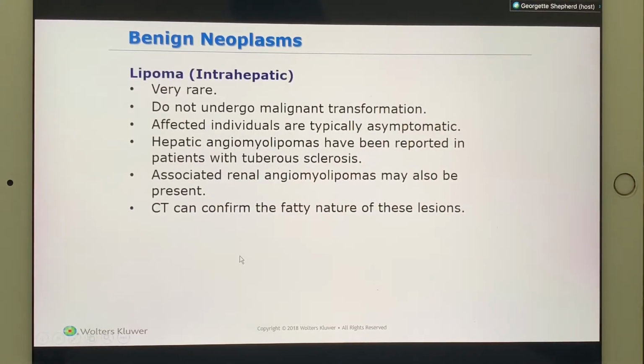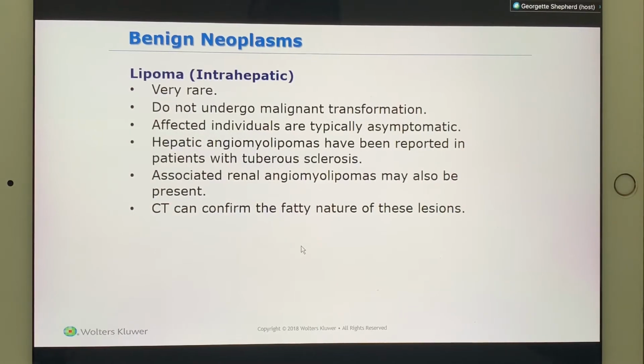A lipoma is just a fatty tumor. These individuals are usually going to be asymptomatic. You can have angiomyolipomas, blood vessel, muscle, fat, in patients that have tuberous sclerosis. Tuberous sclerosis is a genetic disorder, and we can confirm a lipoma with CT better than we can with ultrasound.